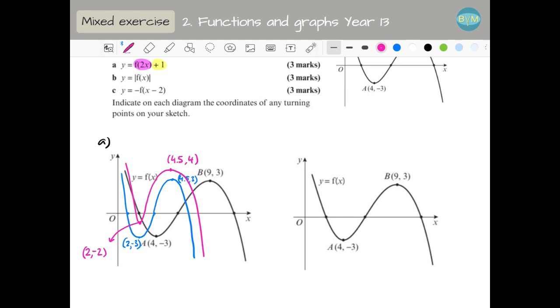We don't need to really draw the blue one. It's just to help us. So if you don't want to draw it, you don't have to at all. It's just helping to move the whole thing up.